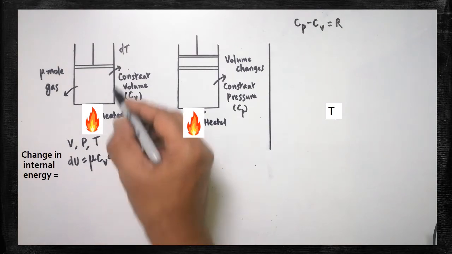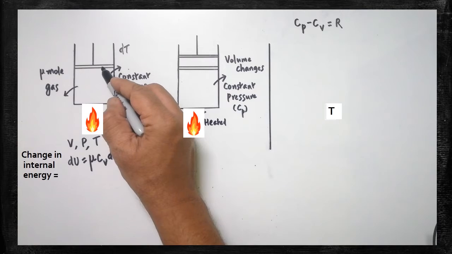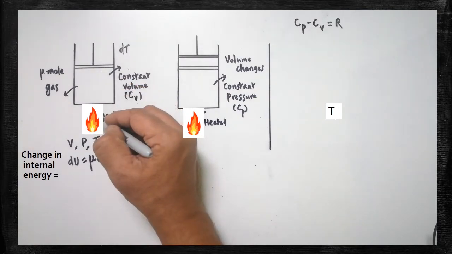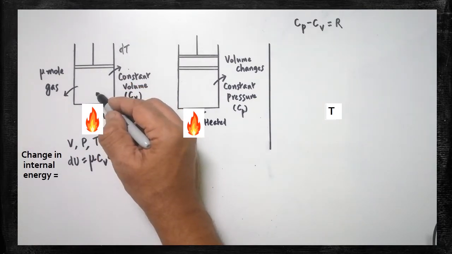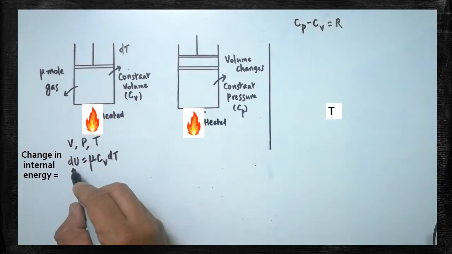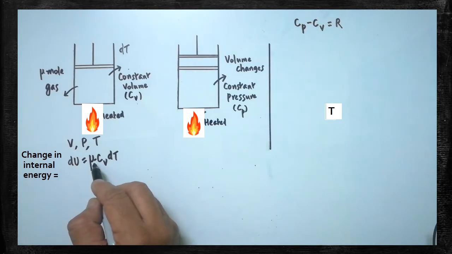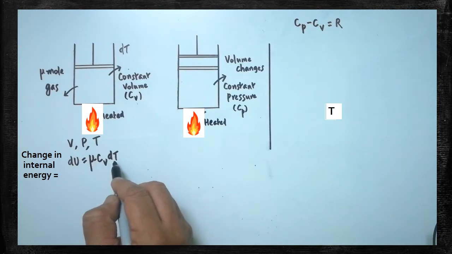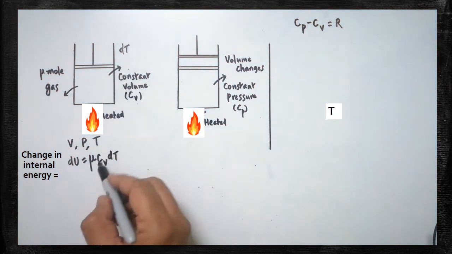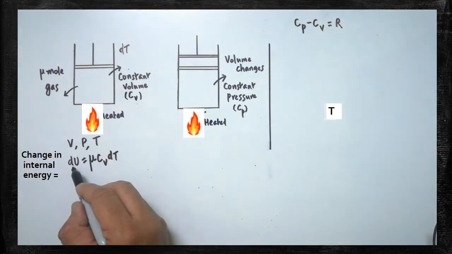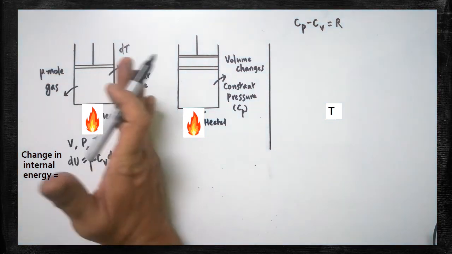Again I will repeat. No work is done. Piston is not moving. Here the heat is given to the system and internal energy changes. The internal energy of the gas is changing. The change in internal energy of the gas can be calculated by mu into Cv into dT. dT is nothing but the change in temperature. It is maintained at constant volume. This is called the change in internal energy. Understood? Now this is the first part.